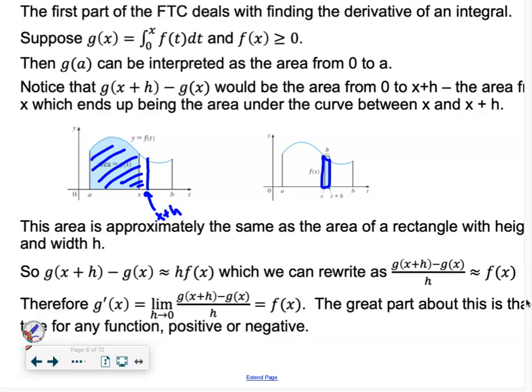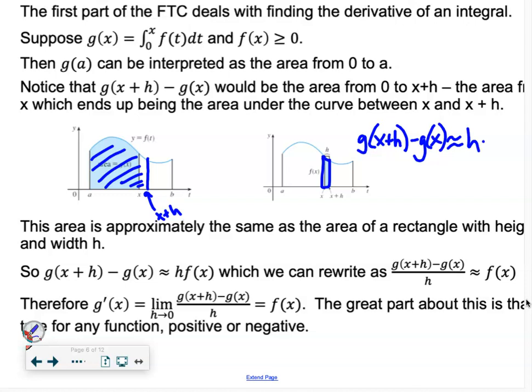The g of x plus h minus g of x would be like that. So anyway, if we call it a rectangle, that's an approximation. But let's just think about this. We have g of x plus h minus g of x. Well, that's roughly the area of this rectangle. The width, what's x plus h minus x? h. So the width would be h.